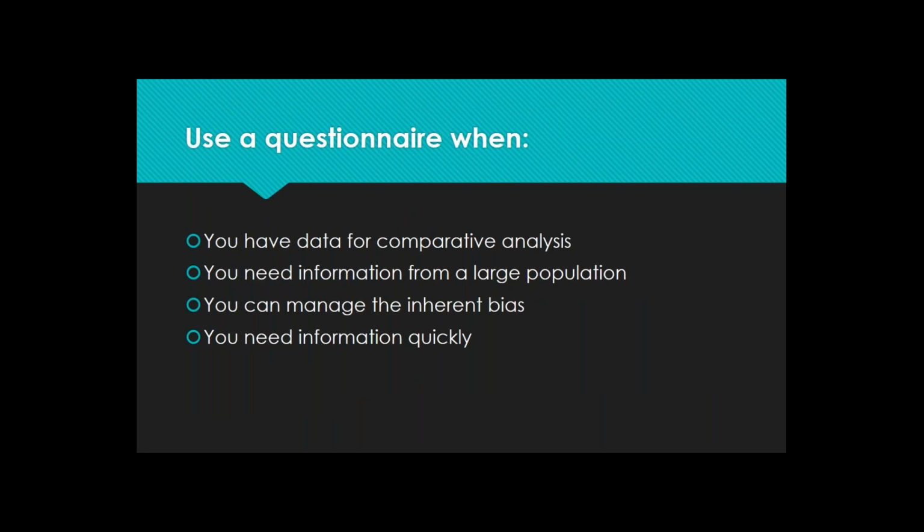So you want to use a questionnaire when you already have data for comparative analysis, and you want to structure your new questionnaire similar to the data you have so that you can compare apples to apples. And you need information from a large population. That's a good time to use it. When you know that you can manage the inherent bias in a survey, and you have to go into a questionnaire always expecting that there's going to be some bias. We'll talk a little bit about what we know about how people answer questionnaires in a sec. And you need information quickly.